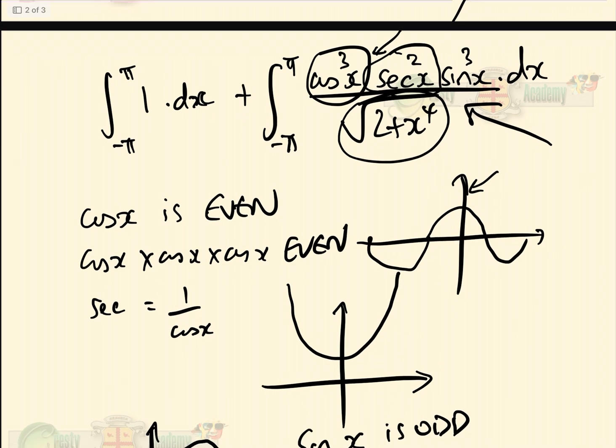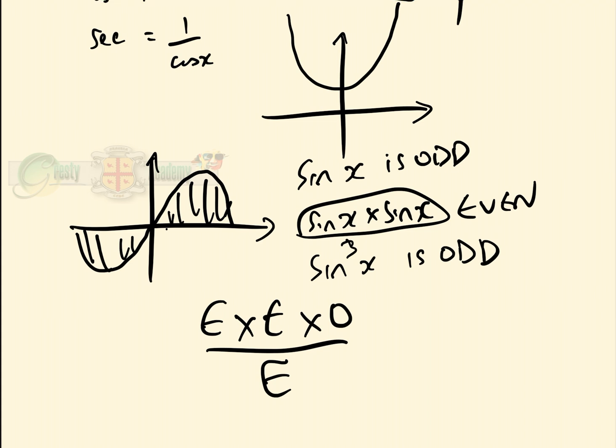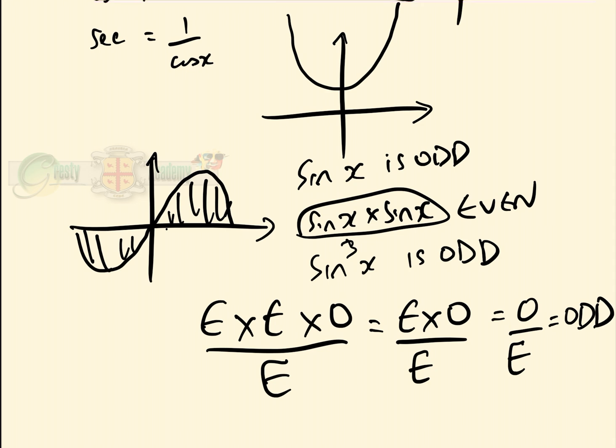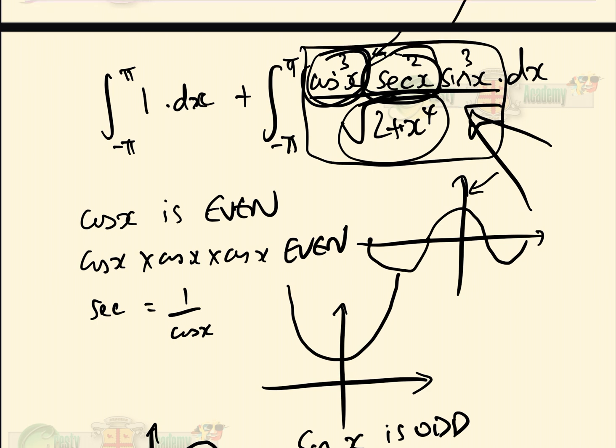So basically, when we look at this here, we have even times odd over even. And basically, even times even is even, so that gives us even times odd over even, and even times odd is odd, which gives us odd over even, which gives us odd. So therefore, by looking at each one of these, we have established that the entire function here is odd, and therefore, as that's odd, and we are integrating between 2 points either side of the origin, then we know that that integral is equal to 0.